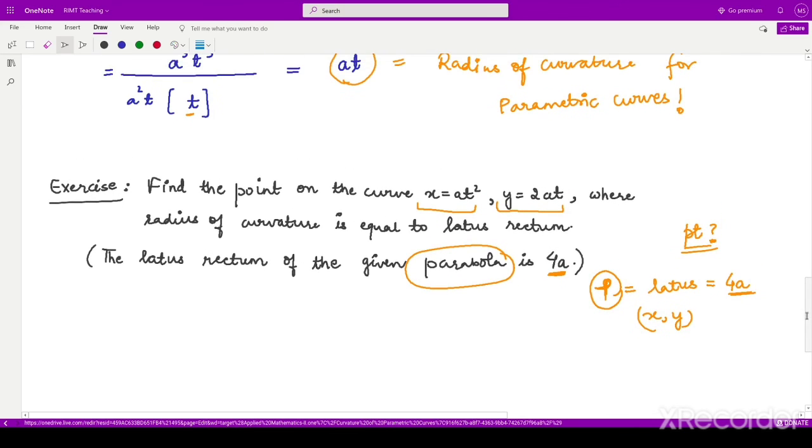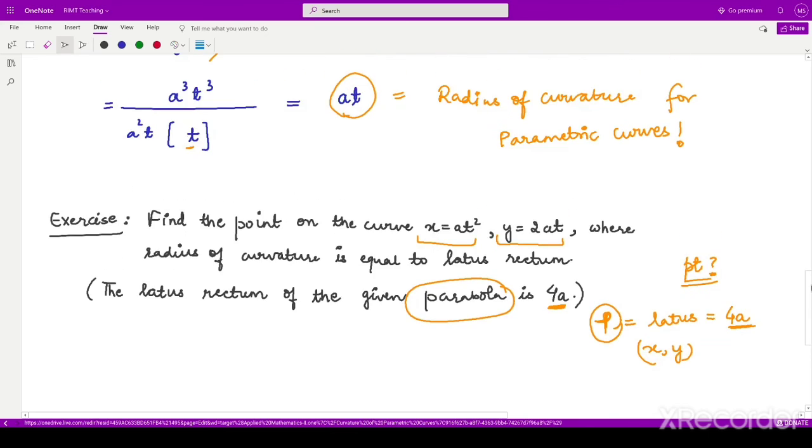So this is the curvature for parametric curves.